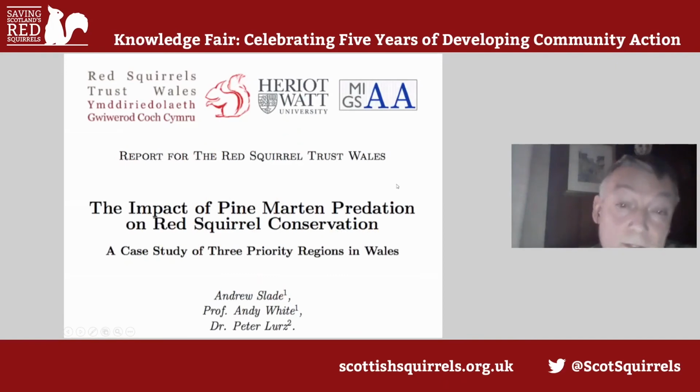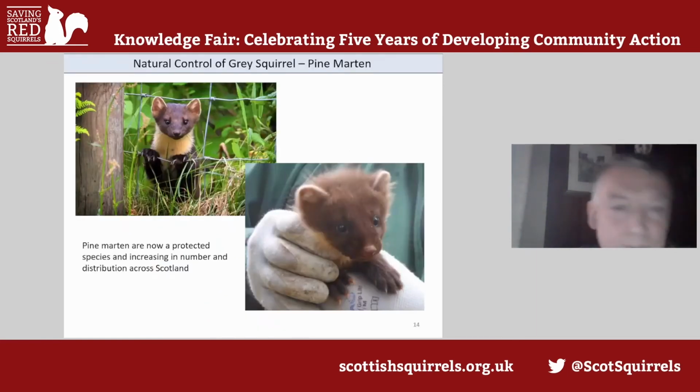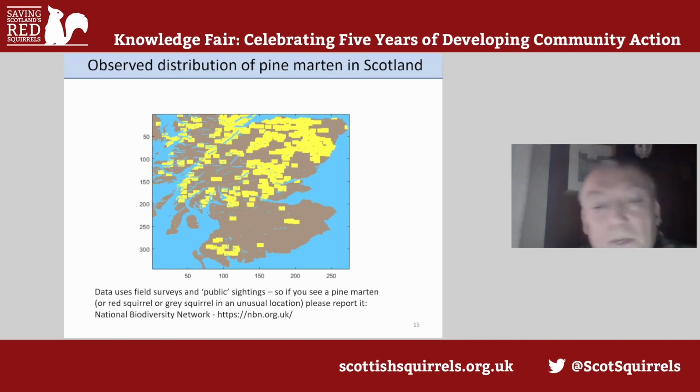And what we've done of late, recently, is we also added pine martens to disease and competition to see what would happen if pine martens are added to the equation, what happens to our reds. And Emma, after me, is going to tell you lots about squirrels and pine martens. So I'll keep this very brief, but they're a protected species and the numbers, thankfully, are increasing in Scotland. And if you go to the National Biodiversity Network, this is the kind of information that you get. This is the distribution where you'd find pine martens in Scotland. And so you can put that into the model.